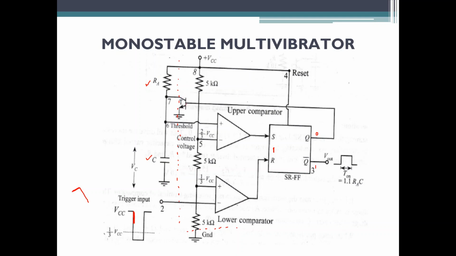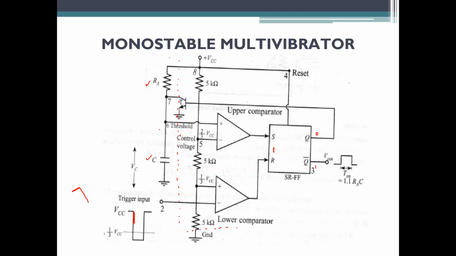Once this transistor is turned off, what should happen? The voltage supplied at the supply side should flow to the capacitor, and the capacitor should start to charge through the resistance RA. Obvious, right? When this bypass path is off, the voltage will flow to the resistance RA and your capacitor will start charging in an exponential manner. We'll check the waveforms of this later.